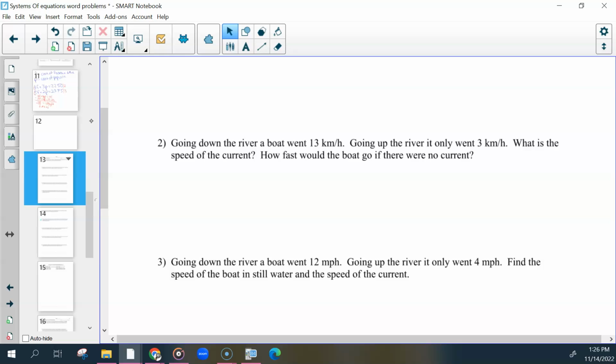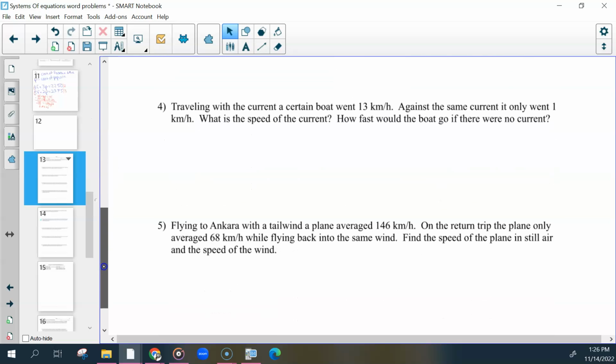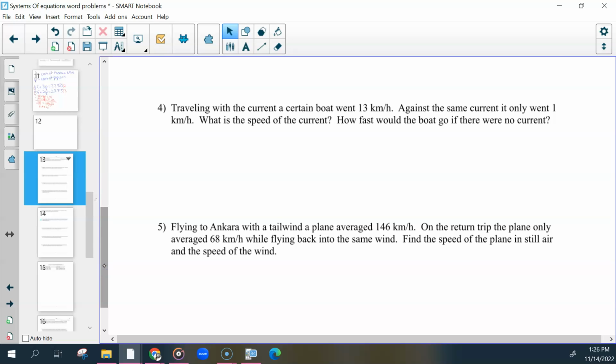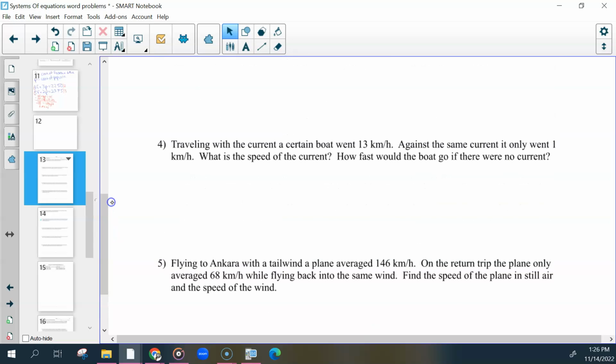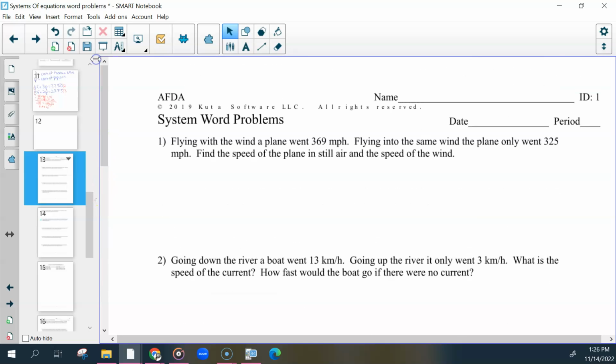And then it might say with the current or against the current, that's the same thing. So with the current is like the river is pushing it along, it's helping it, it's moving faster, so you're adding. And then against the same current, you're going in the opposite direction, you're subtracting. So you'll need to keep those things in mind if you see any of these problems.